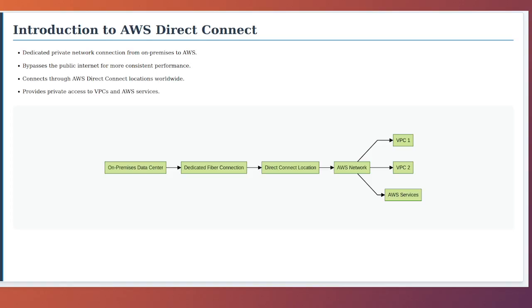Today we are diving deep into AWS Direct Connect, which is one of the most important networking services that Amazon Web Services offers for enterprise customers. Direct Connect is fundamentally different from the standard way most people connect to AWS, which is over the public internet. Instead of relying on the unpredictable nature of internet connectivity, Direct Connect provides you with a dedicated, private network connection between your on-premises data center or office and AWS.